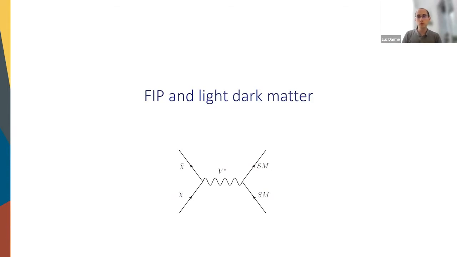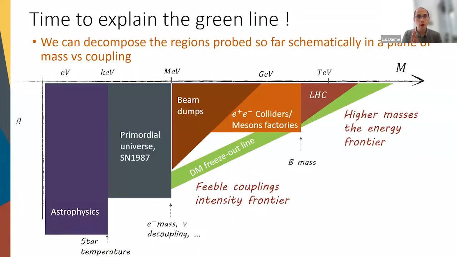So you want to put the dark matter into thermal equilibrium with the standard model bath, and then you start with a mechanism to actually annihilate it in the early universe. Okay, so the nice part is that now it's time to actually explain the green line that I've shown you before in the first talk.